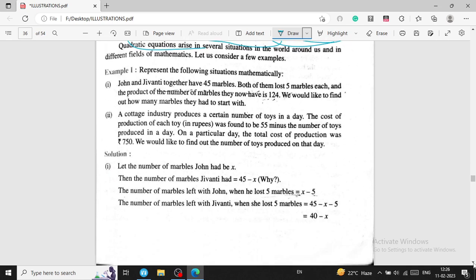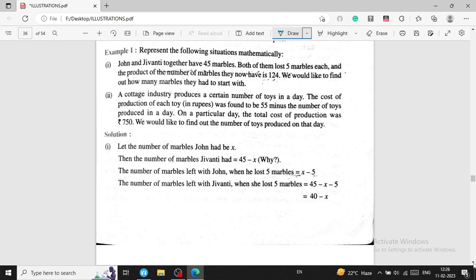Now represent the following situation in the standard form. John and Jivanti together have 45 marbles. Total marbles is 45. Both of them lost 5 marbles, and the product of the number of marbles they now have is 124. We would like to find how many marbles they had to start with.